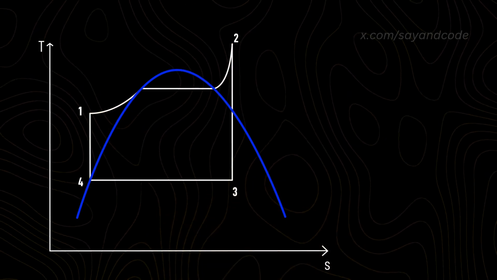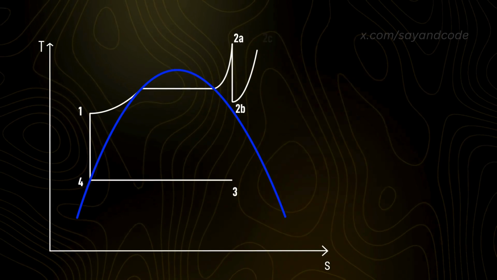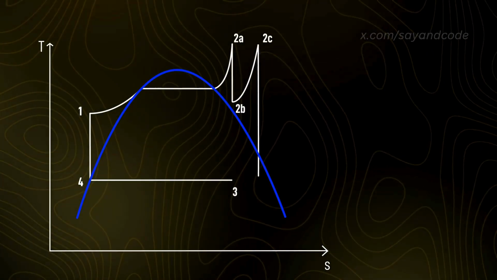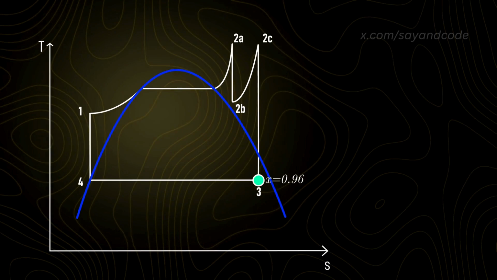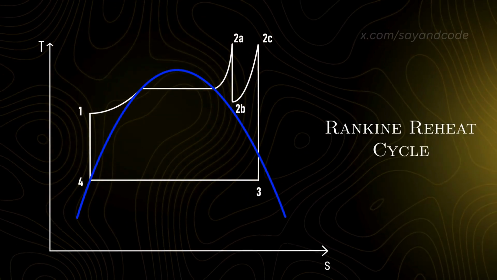So in order to solve this, we found that if we reheat the output of the turbine, and then run it through another turbine, then the final steam output becomes less wet and will not cause corrosion. This is called the Rankine reheat cycle.